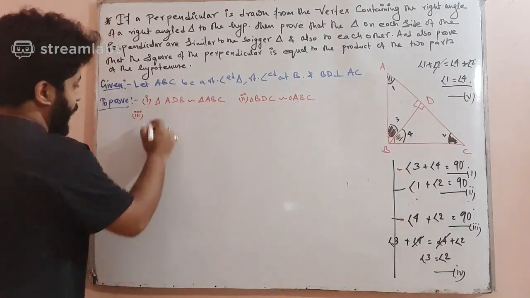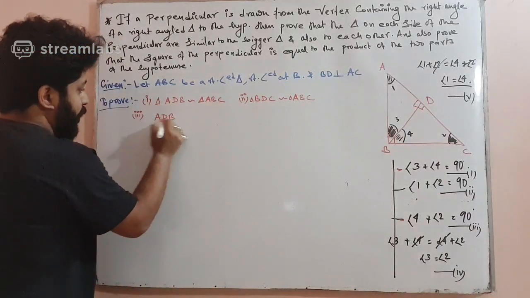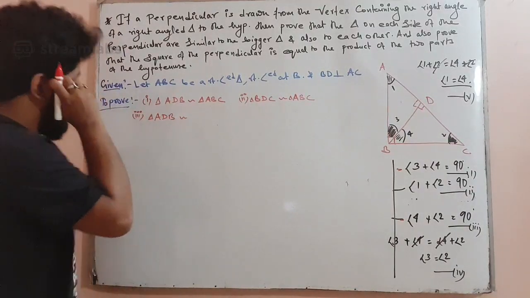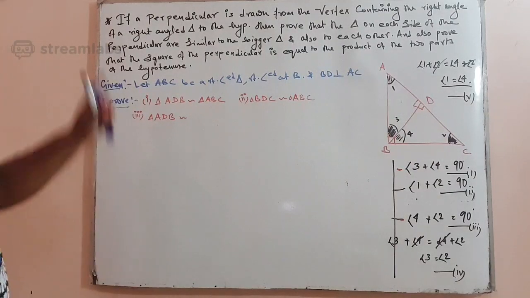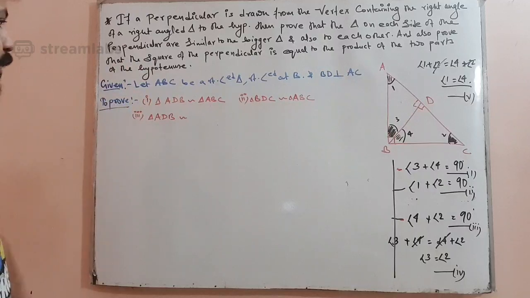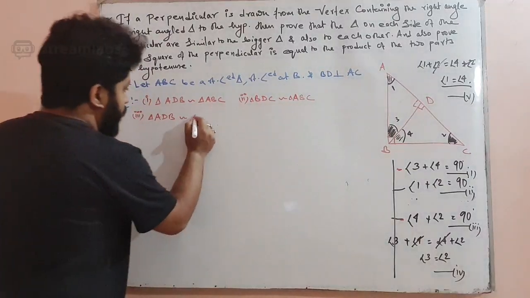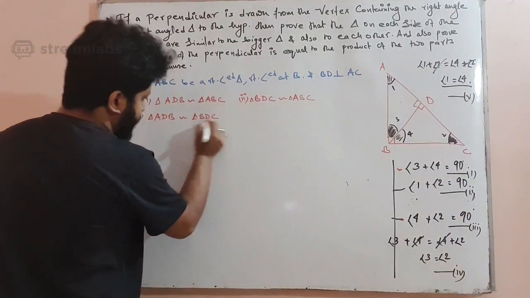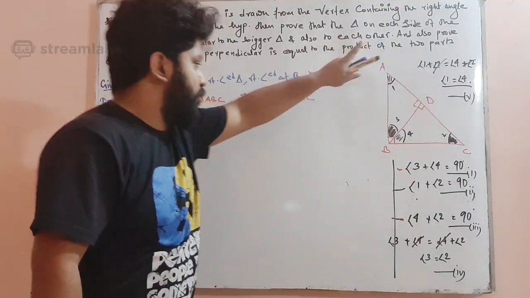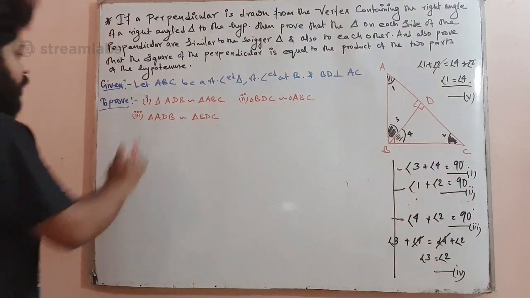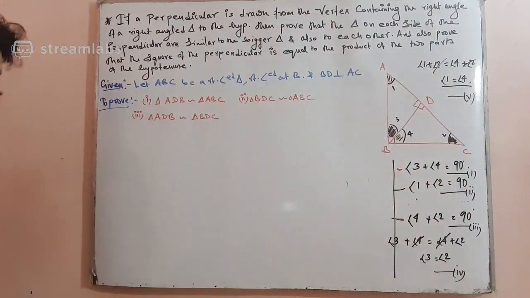So that means triangle ADB must be similar to triangle BDC. So this should also be the truth. Then there is another part of the proof which we will do. First let us prove this much.